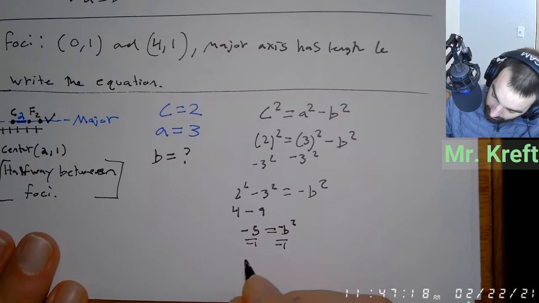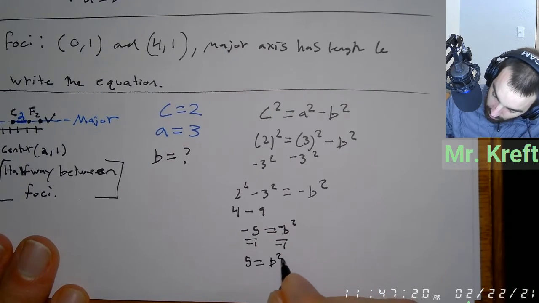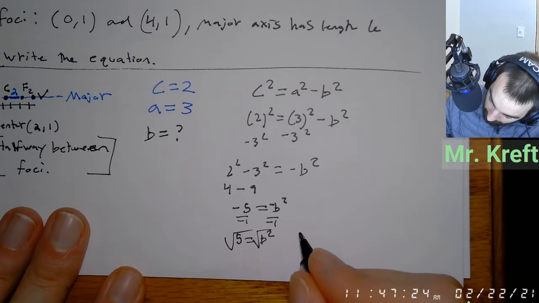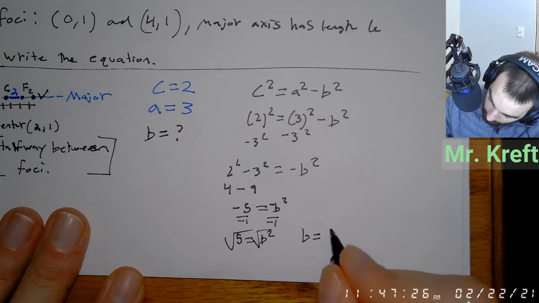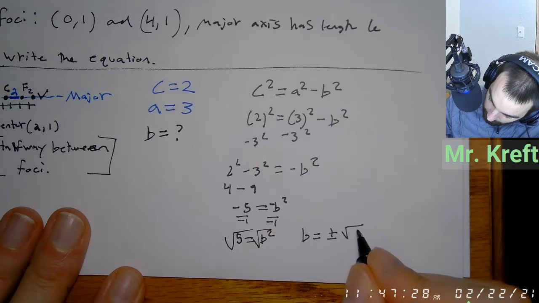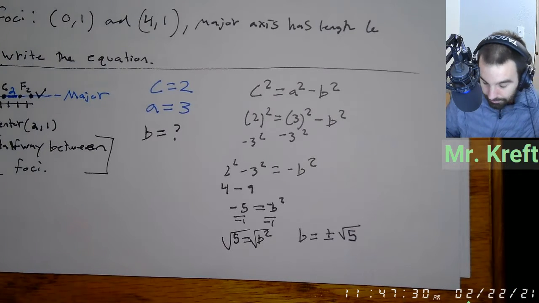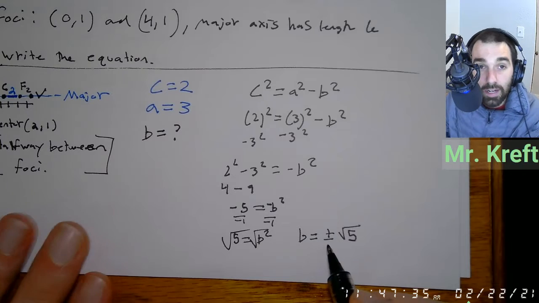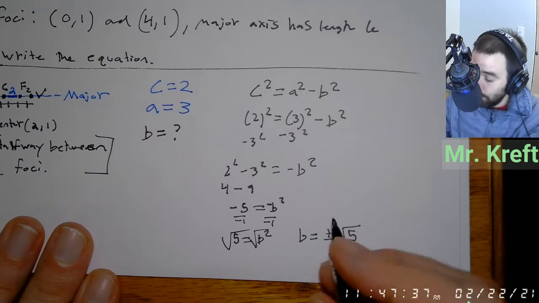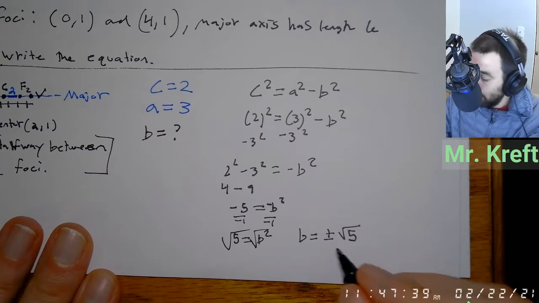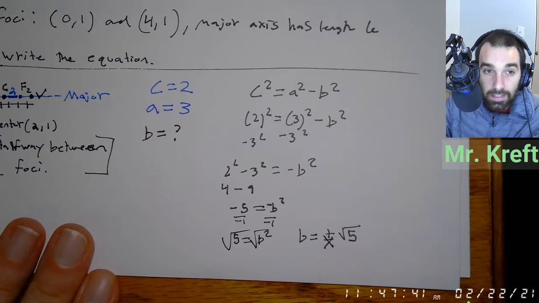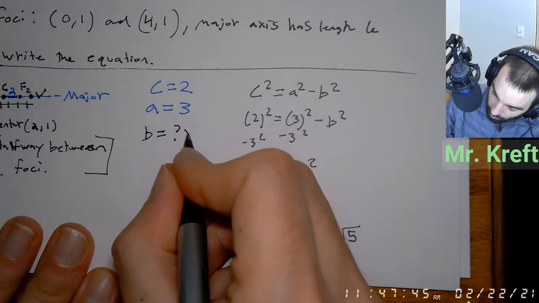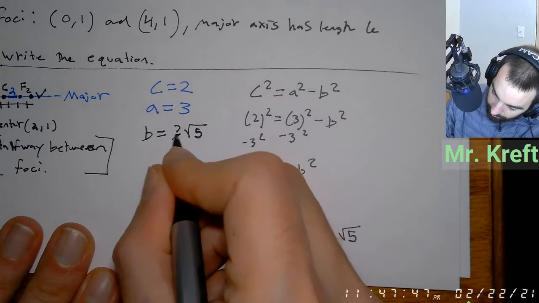Divide by negative: 5 equals b squared. So then I'm going to take the square root. So I'm going to get b equals plus or minus the square root of 5. Okay, now in this sense, we're defining b as being positive, so the negative doesn't make sense here. So we can go ahead and ignore that negative. Okay, so for us, we're going to say b equals square root of 5.